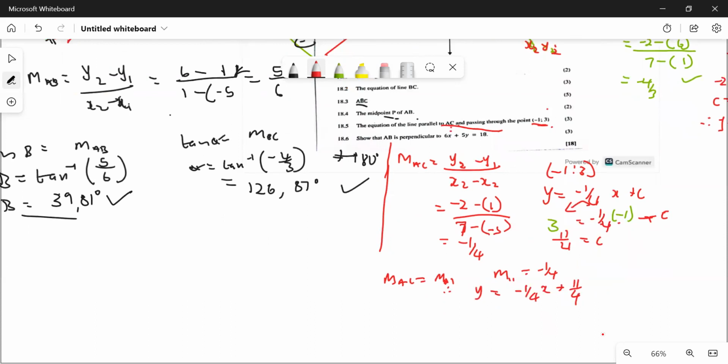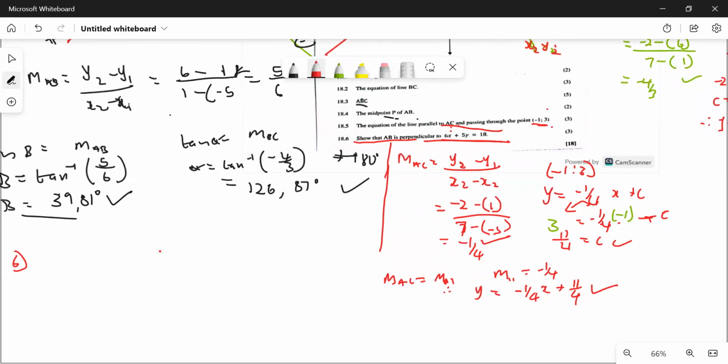We are almost there. They say, show that AB is perpendicular to this line. Now, how do you show that two lines are perpendicular to each other? When you multiply their gradients, they need to give you minus 1. So we're going to call this one M perpendicular. Let's say that one is number C. Okay, how do you get these 3 marks here? You get 1 mark for this one, 1 mark for C, 1 mark for saying M is equal to M parallel, and then 1 mark for this one here.